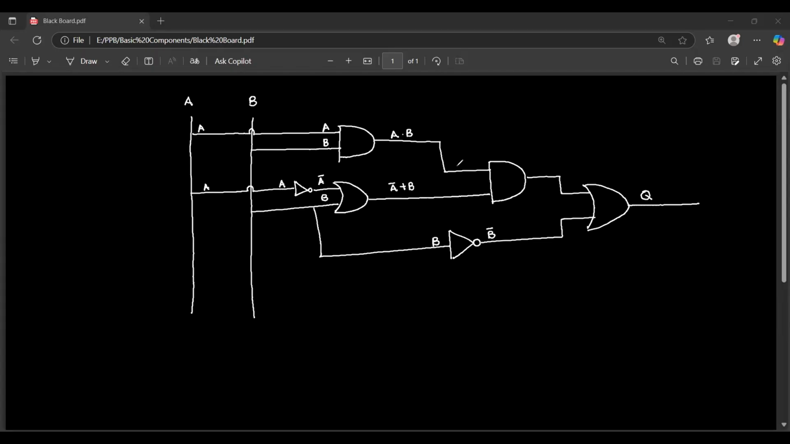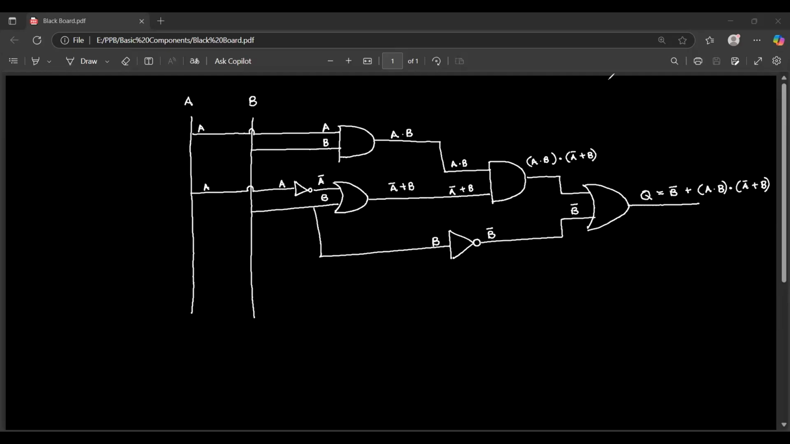Okay, so since this is A dot B and this is A bar plus B, the output will be A dot B dot A bar plus B. Yeah, you can see that, right? This is an AND gate. So that's how it works. So here we have B bar. So the output Q will be equal to B bar plus A dot B into A bar plus B. That's it.